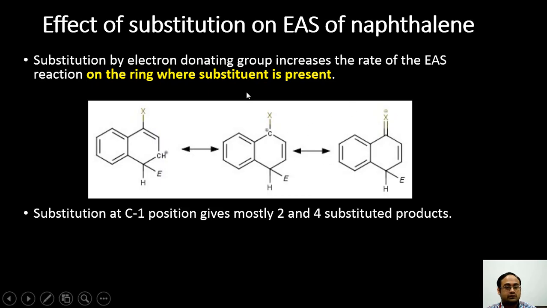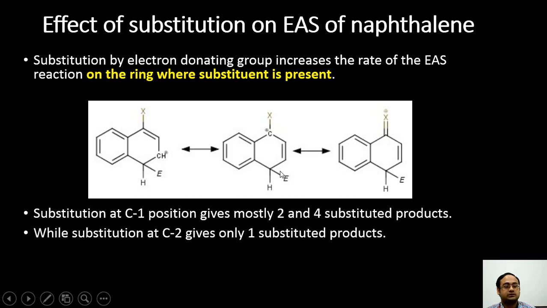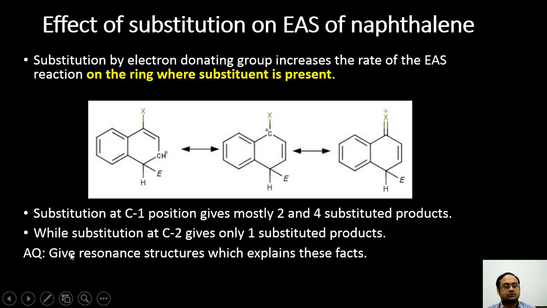When substituents are present at C1, we will get mostly 2 or 4 substituted product, whereas when substitution is present at the C2 position of the naphthalene ring, the electrophilic aromatic substitution of such compounds will give only C1 substituted product. This is another assignment question in which I am asking you to write resonance structures which will explain these two facts discussed above. That means write the resonance structures which show that whenever the substitution is present at C1, we will get both C2 and C4 substituted products, whereas when the substituent is present at C2, we will get only C1 substituted products.